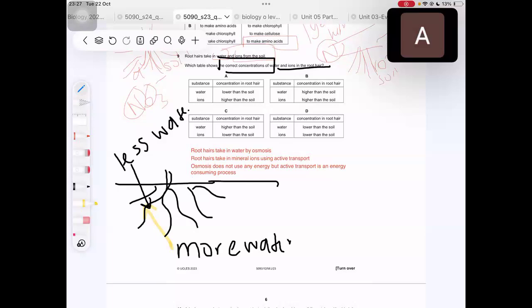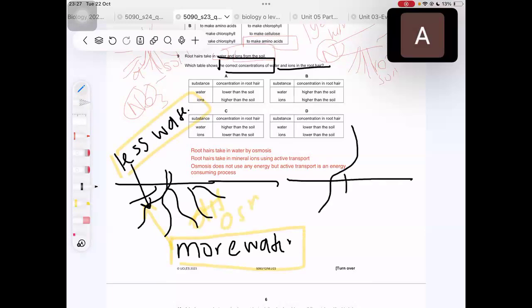Why? Because you can see water flows from a region of high concentration to a region of low concentration. Therefore, that is why you call it osmosis, which is a special type of diffusion. Right. Now look at this.